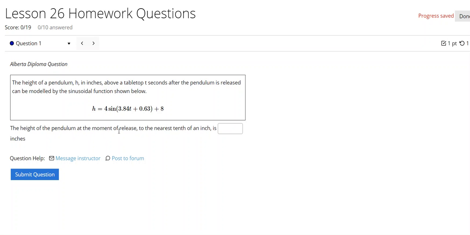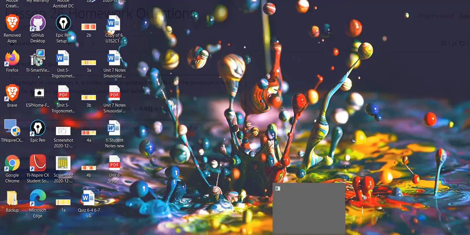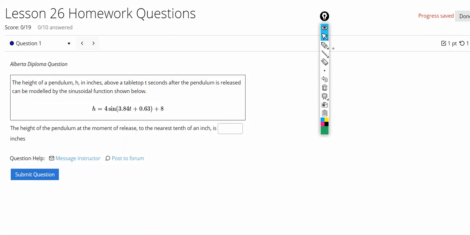inch is. All right, so if we're looking at this one, really what we're saying is that the time would be, well, what would the time be there? The time would be 0, wouldn't it? Oh, 1 sec. Yeah, so in this case, we're looking for when t is equal to 0.